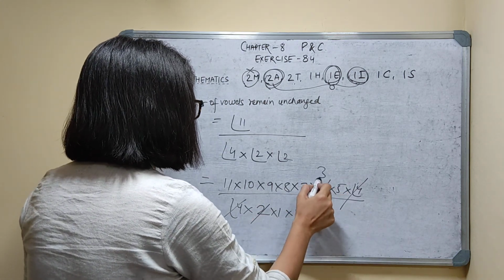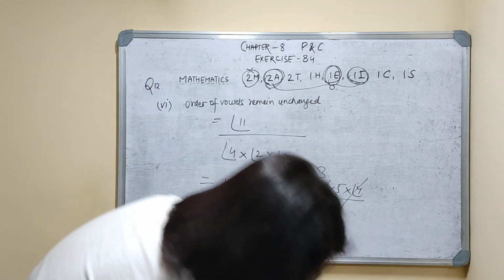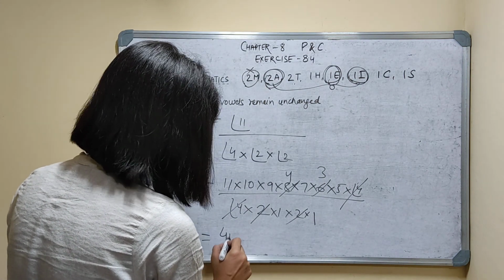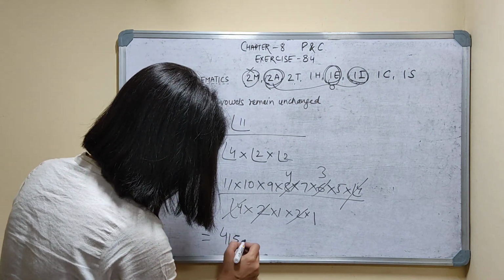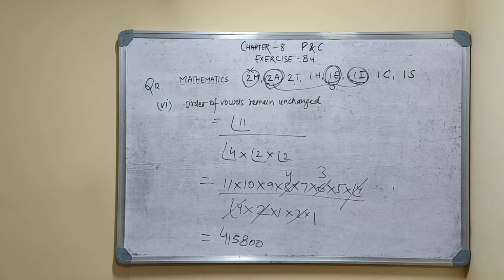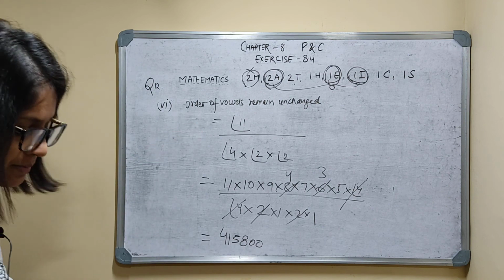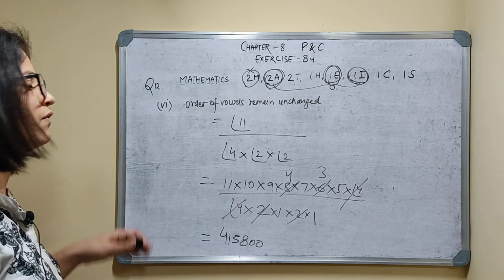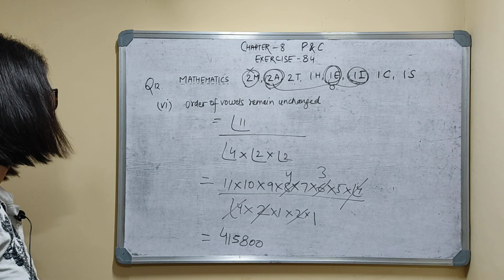2 3s are 6, 2 4s are 8. When you solve, you will get 4,15,800. Sorry, lakh. 1 minute. 4,15,800 arrangements are possible when order of vowels remain unchanged. In this case, you have to take all vowels like 4 alike things. So answer is 4,15,800. Thank you.